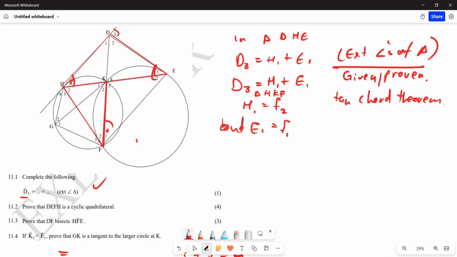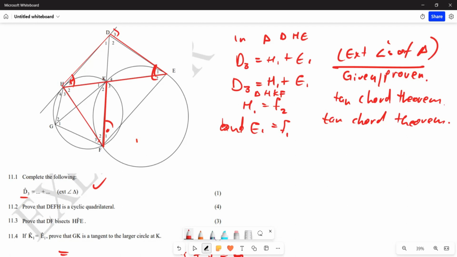The angle that is subtended by this particular chord, right? So this is still going to be your tan chord theorem, right? So now if this is going to be your tan chord theorem, what else can you note here? From this particular conclusion, right?